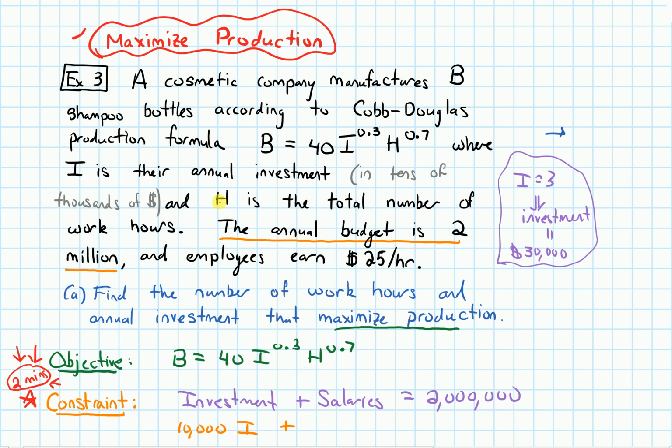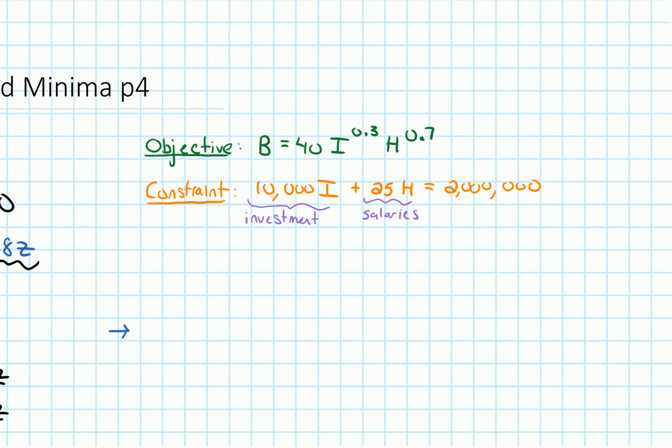And then for their salaries now, H represents the total number of hours all of their employees work combined, because it says it's the total number of work hours. So I'm going to have to factor in the H. But for each hour, they're paying their employees $25 per hour. So I've got to multiply H by 25. And that's how much money they're paying towards salaries. So that's going to add up to this $2 million. And that is our constraint. So we have our objective and our constraint equations.